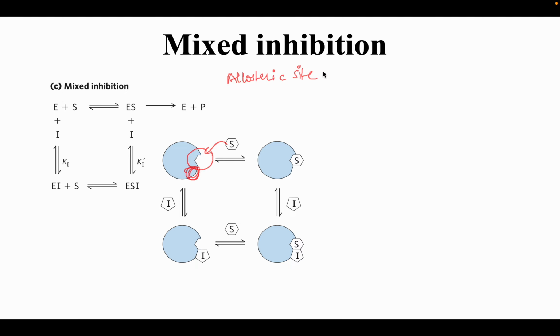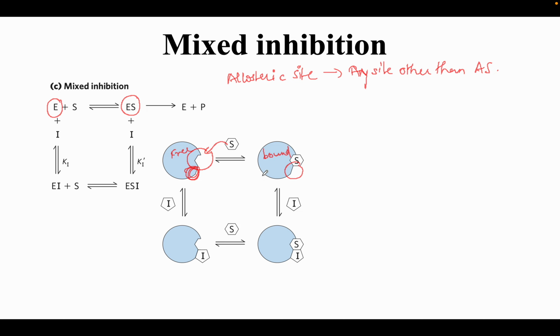It is binding to the allosteric site, that is any site other than the active site. So that means it can bind either to the free enzyme or to the enzyme substrate complex, because that site will remain free. So this is the free enzyme and this is the bound. It can bind to both because this site is free for binding. So it is independent of the substrate binding.